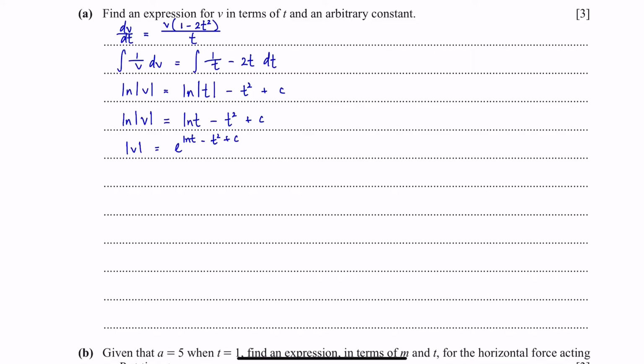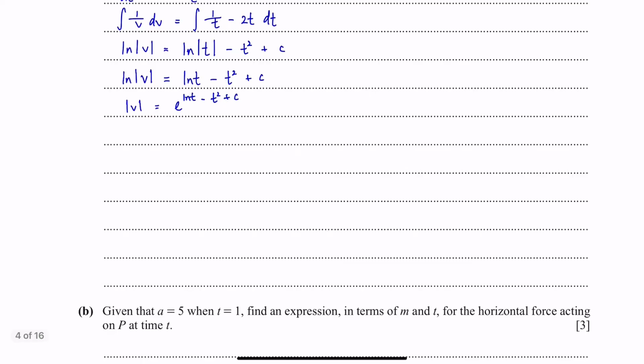And we will need to separate this thing into a few terms. So we have this, which is just t times e to the power of negative t squared times e to the power of c. And we know that c is a constant value, it's not a variable. So this whole thing would just be a constant value.